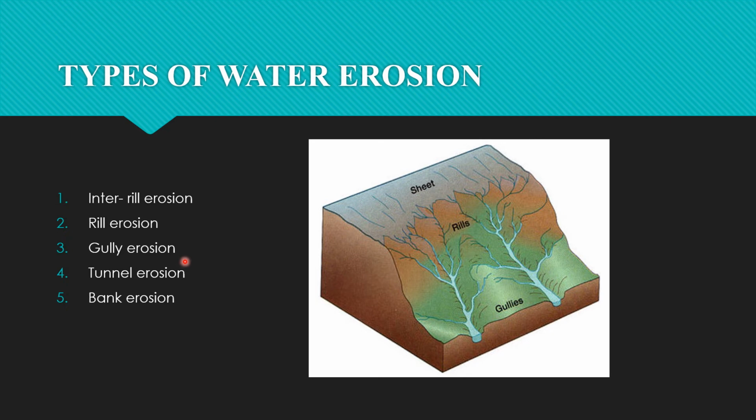Coming to tunnel erosion, it is also called a hidden type of land degradation by water, and it causes disruption even before any signs are evident to the eye. It manifests as a series of tunnels beneath the soil surface. These are the major types of water erosion: rills, gullies, sheet and tunnels.